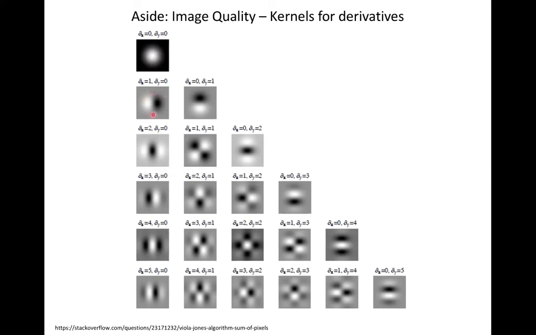This convolution kernel gives you a first derivative in the x direction. This gives you a first derivative in the y direction. And then this is a second derivative, etc. And then these combinations of these derivatives are down here. And so if you're looking for edges, if you're looking for peaks and things like that, then these different derivatives come in useful in terms of convolving your image.